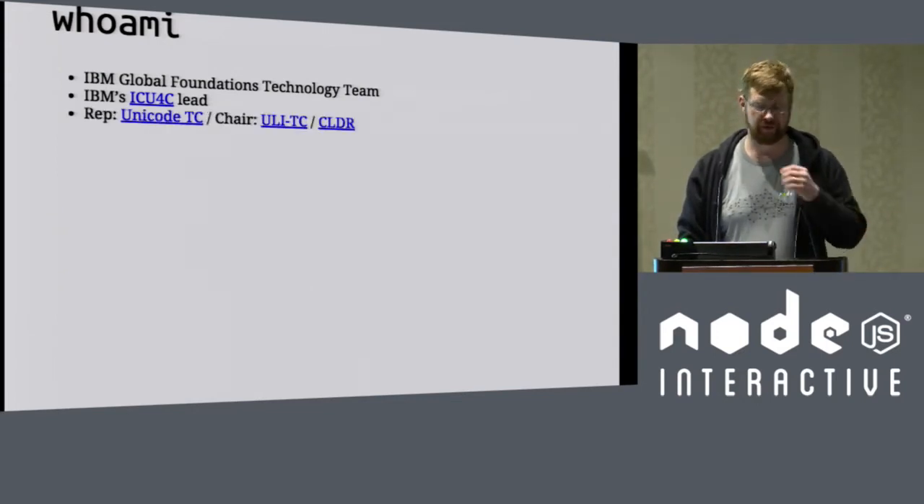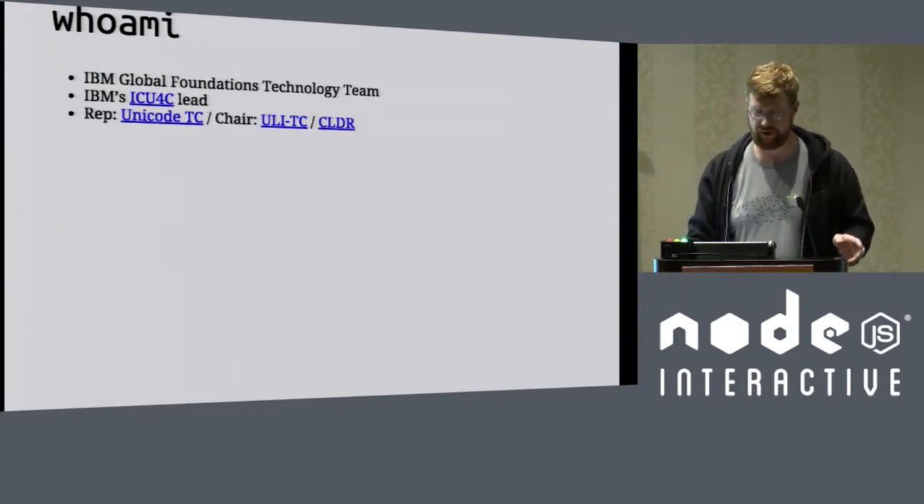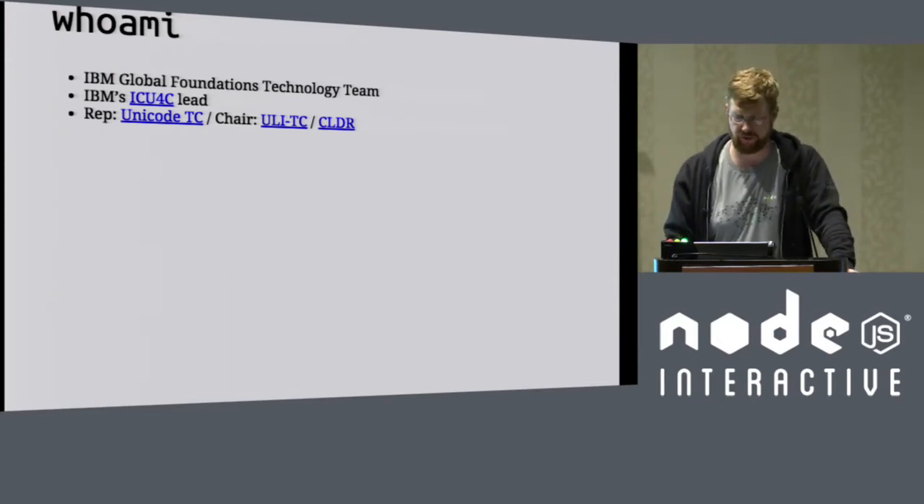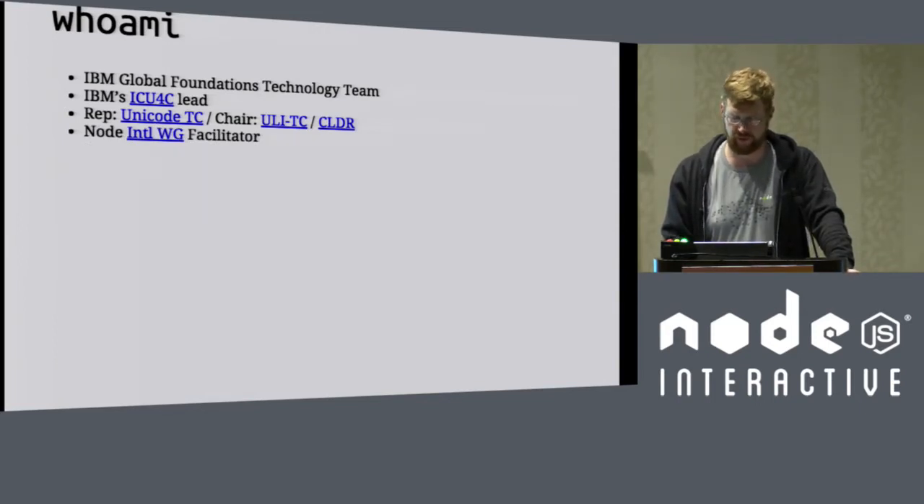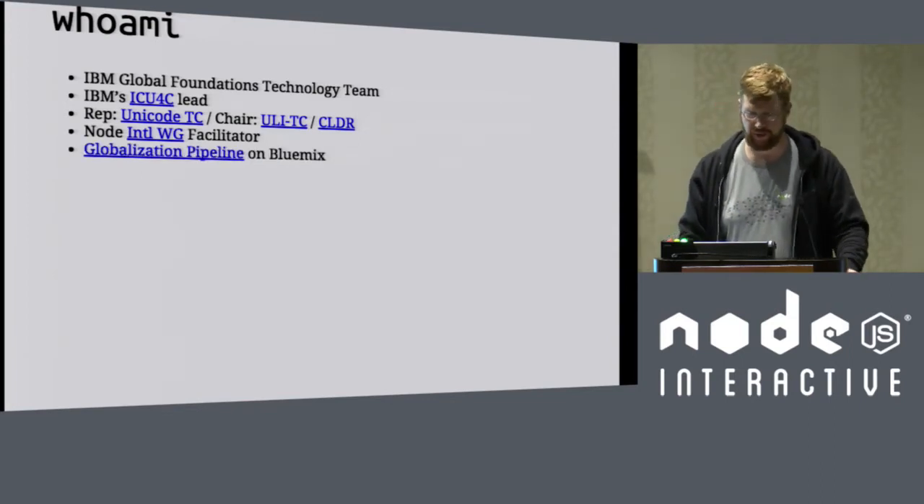I'm going to just go through some of these rapidly. We'll come back to these in questions and answers later. I also work with Unicode and the CLDR repository, and I'm also the facilitator for the Node.js International Working Group. And we'll dig into that. And we have a new product called Globalization Pipeline on Bluemix, which you can go try out. It's in beta.